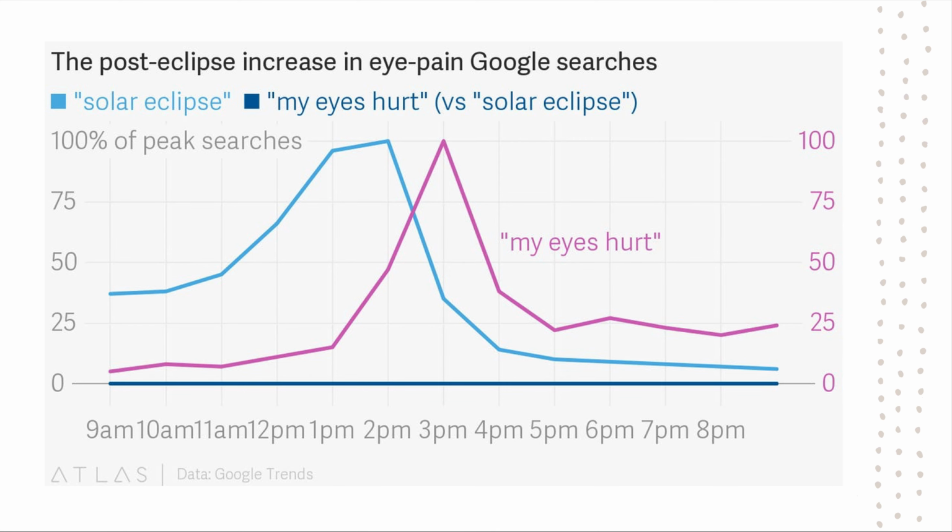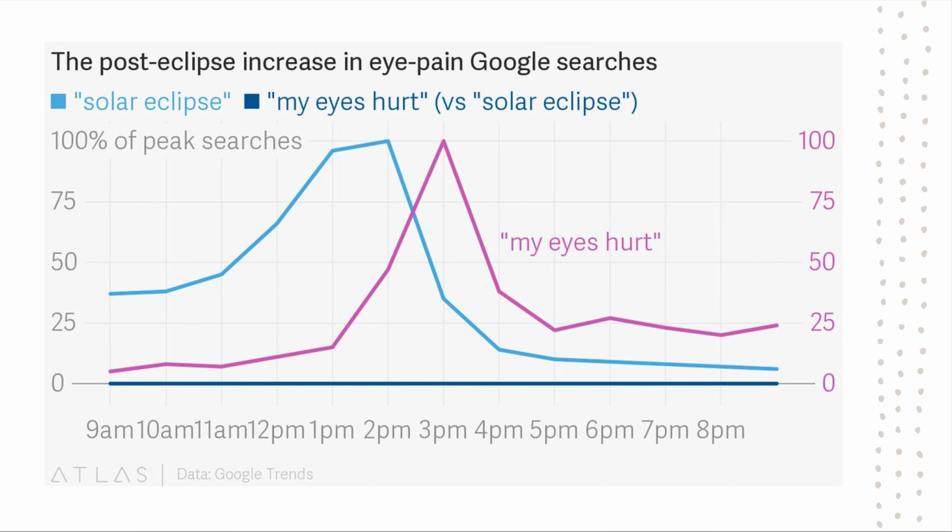Here is one then that might be correlated and might have a source of causation as well. This is the post-eclipse increase in eye pain Google searches. Here in light blue we have the solar eclipse times at its peak, and then in the pink we have people Googling that their eyes hurt after the solar eclipse. So there is a correlation there with the trends in the Google searches.